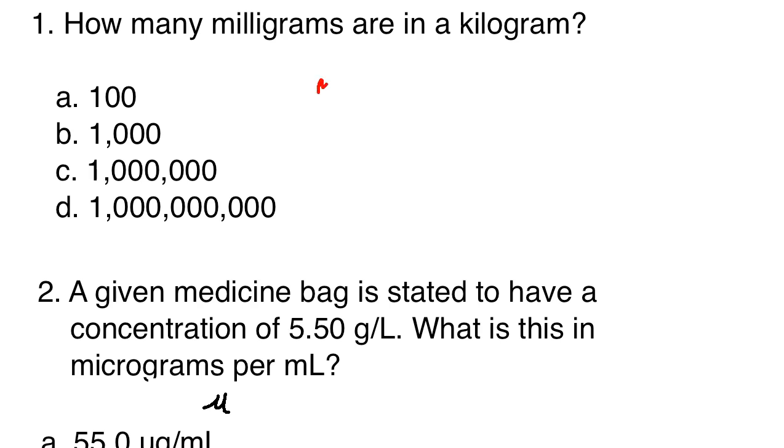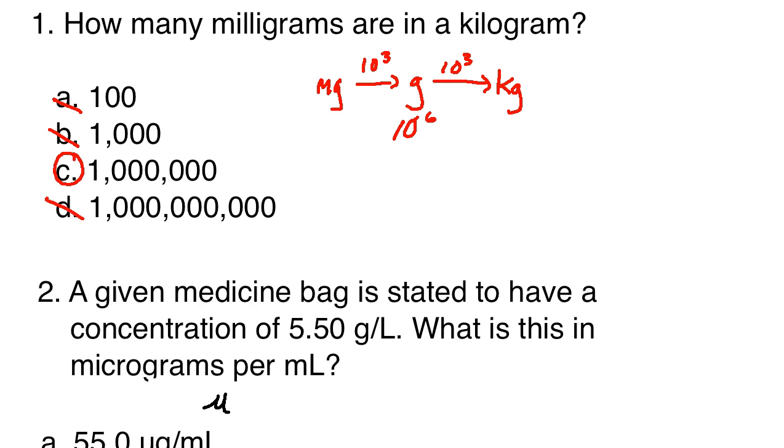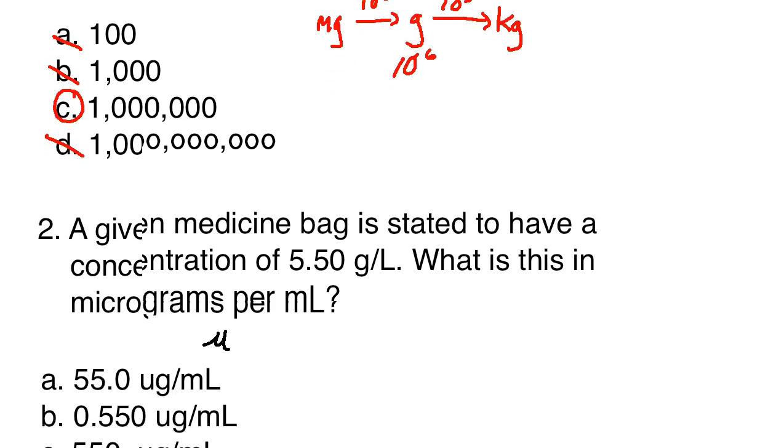So if you think a milligram over to the base unit of grams is a multiplier of 10 to the third, and then a gram over to a kilogram is another multiplier of 10 to the third. So milligram 10 to the third, then gram to kilogram 10 to the third, you combine those to get 10 to the 6, and 10 to the 6 is a million. So the rest of these options are out, and 1 million is the correct answer. There would be 1 million milligrams in a kilogram.